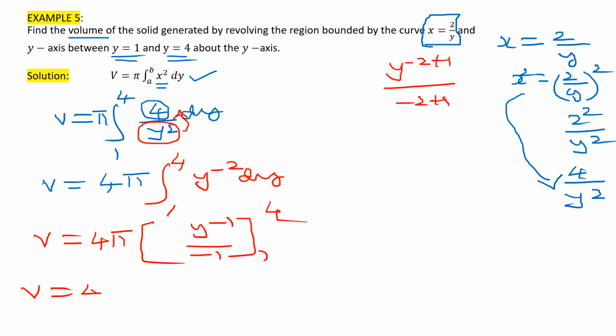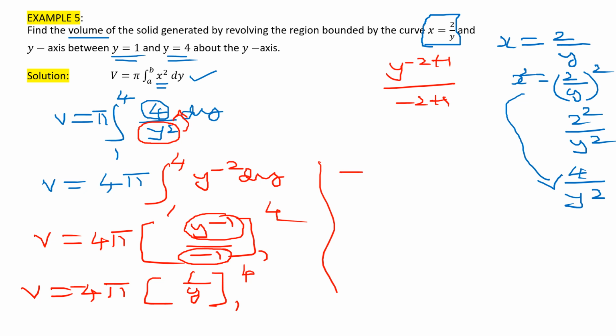So V equal to 4 pi. This minus 1 I can take outside, so this will become minus 4 pi, and this y power minus 1 I can write as 1 over y. That means the negative exponent I have to change into positive exponent. So y power minus 1 is equal to 1 by y. So we have minus 4 pi. Substitute the upper limit 4 in place of y. So we have 1 by 4 minus 1 by 1.